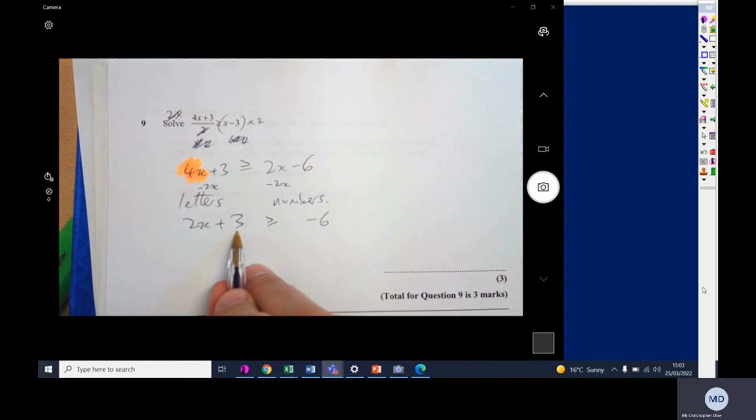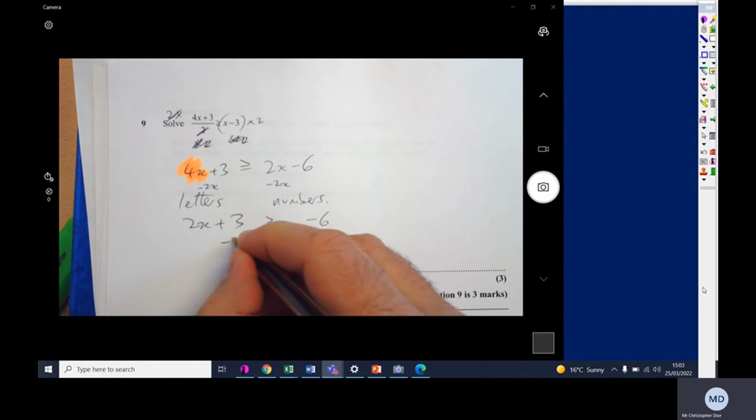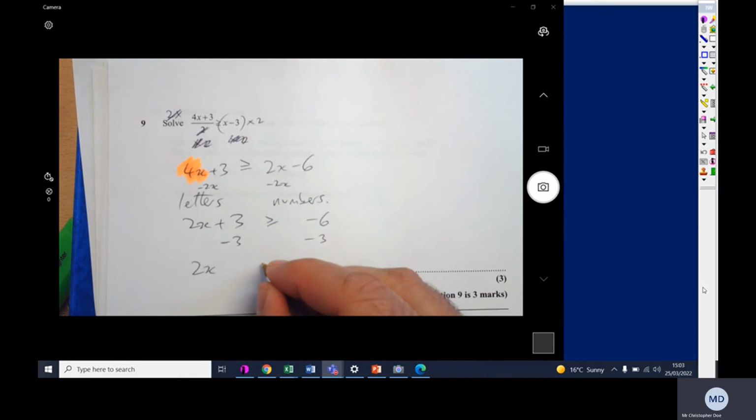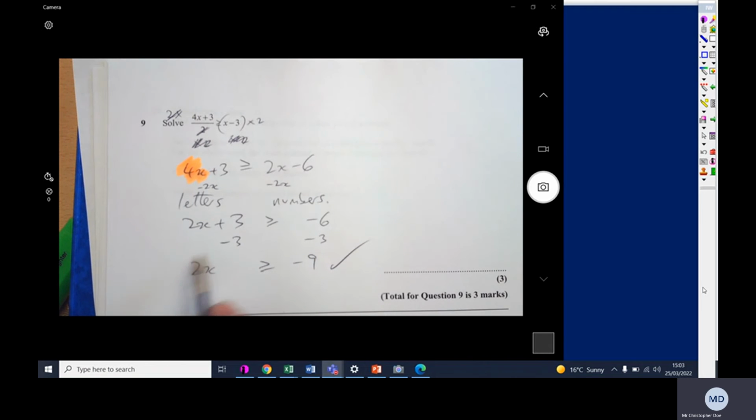And now I want to get rid of the 3 there. So the opposite of plus 3 is take away 3, both sides. So I'm going to get 2x on the left and minus 9 on the right. That is my second mark for getting x's on their own.